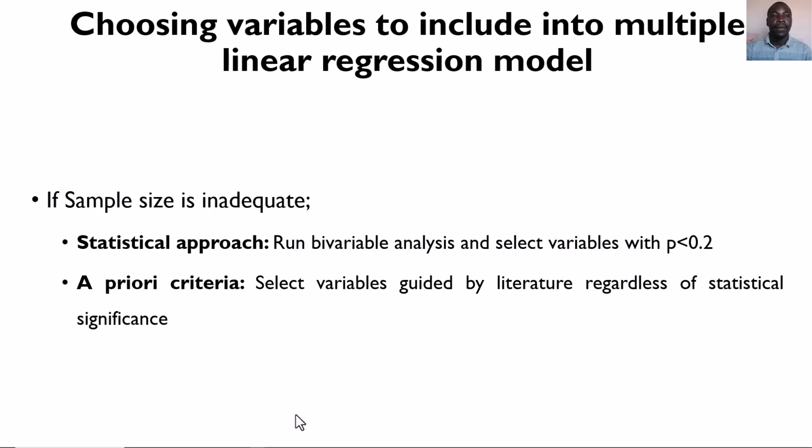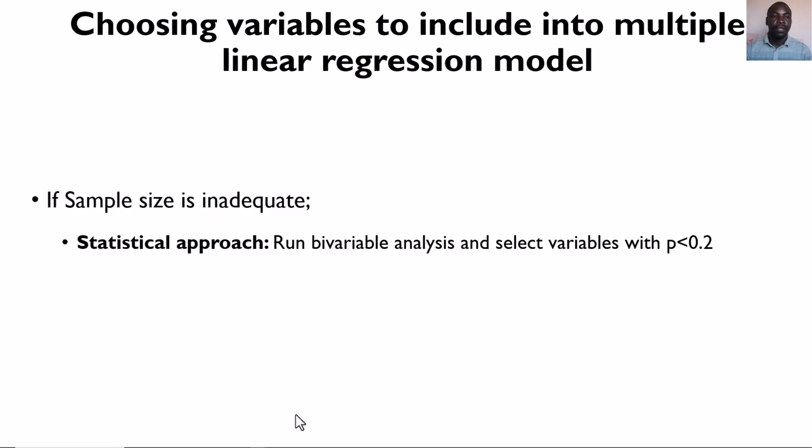Then the second approach is using prior criteria or literature review, knowledge from your literature search, regardless of the statistical significance. If literature suggests that this variable affects my outcome, then I have to include it, regardless of whether it is meeting the statistical criteria or not. So let's start with looking at the statistical approach.